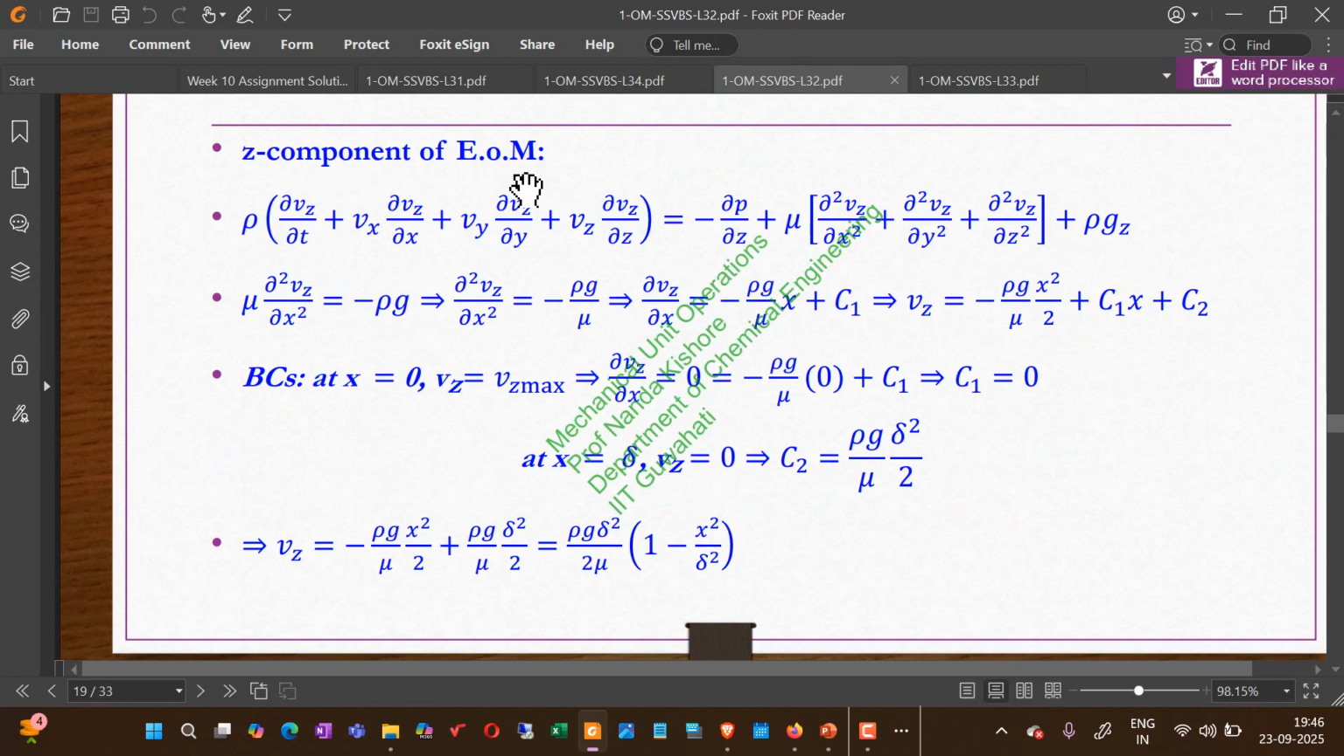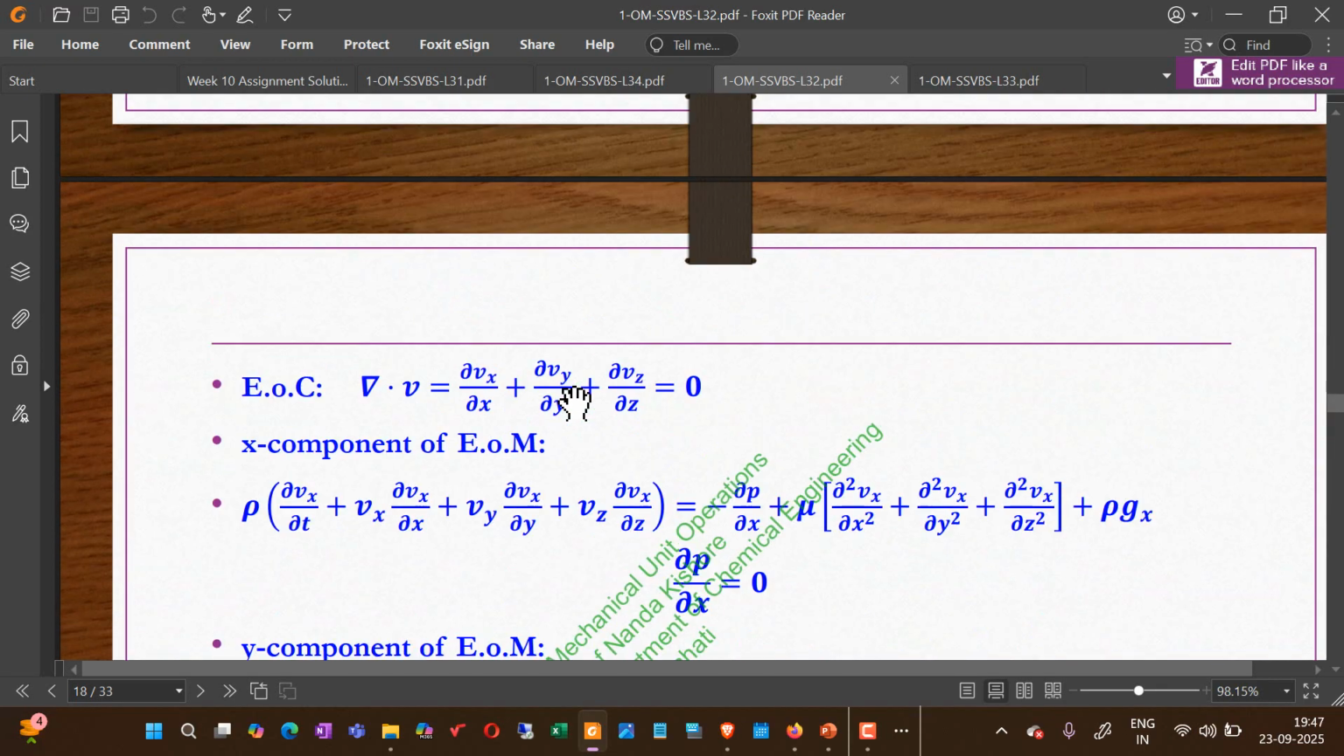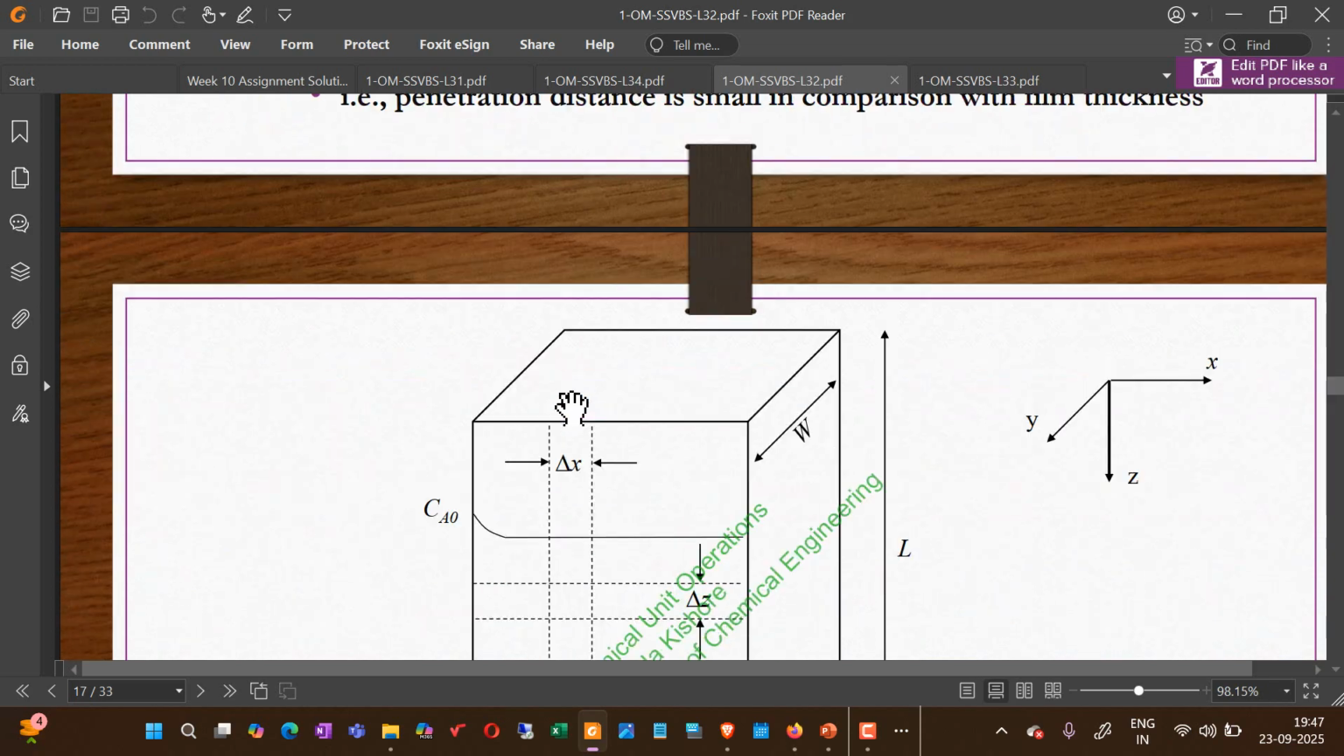So now to solve the Z component of the equation of motion, you will see this. From here everything will go to 0. Just this term will be remaining, right? It is minus del P by del Z plus mu del squared Vz by del X squared plus rho g, and it is falling through. These terms, pressure and this term, you have considered to be in this, right? So that's what I wanted to say.